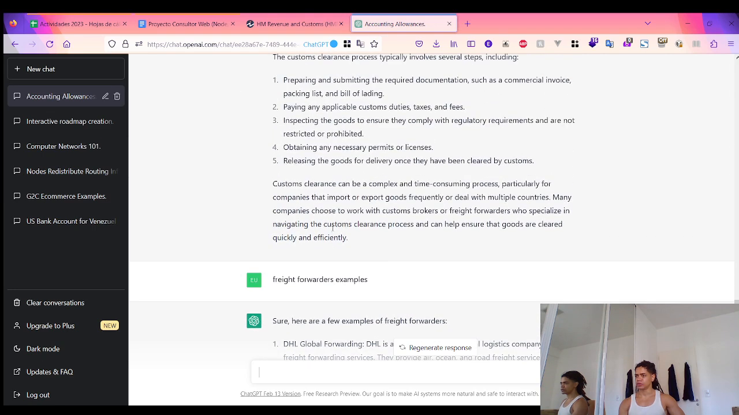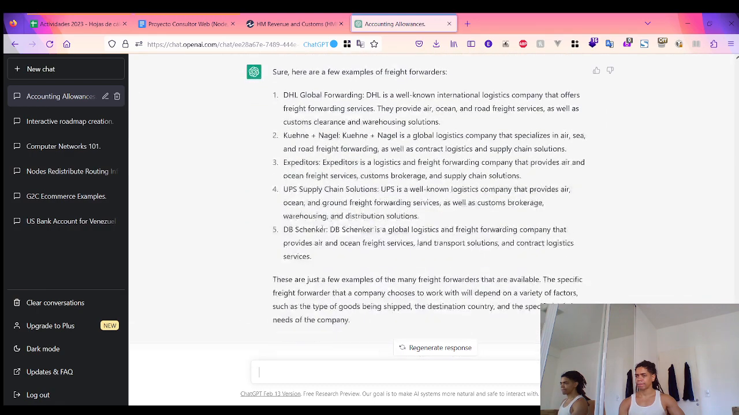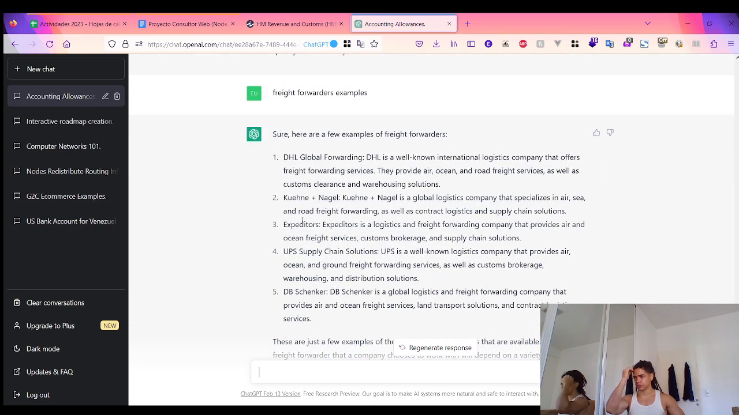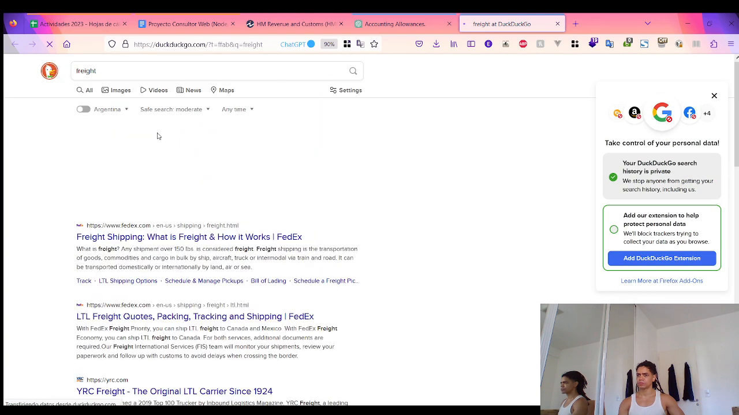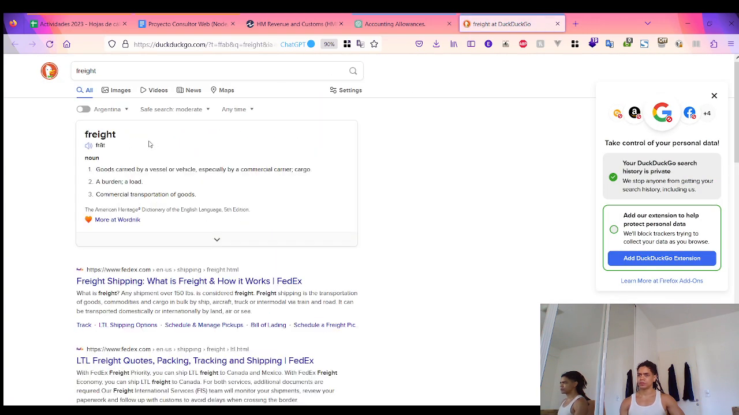Again, freight forwarders. Interesting. Freight forwarders. Cargo: a load, goods carried by a vessel or vehicle, especially by a commercial carrier. Commercial transportation of goods.